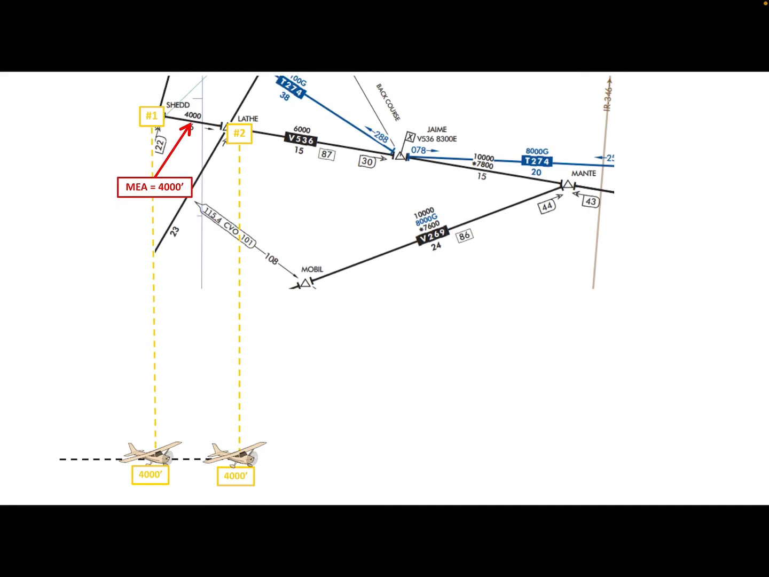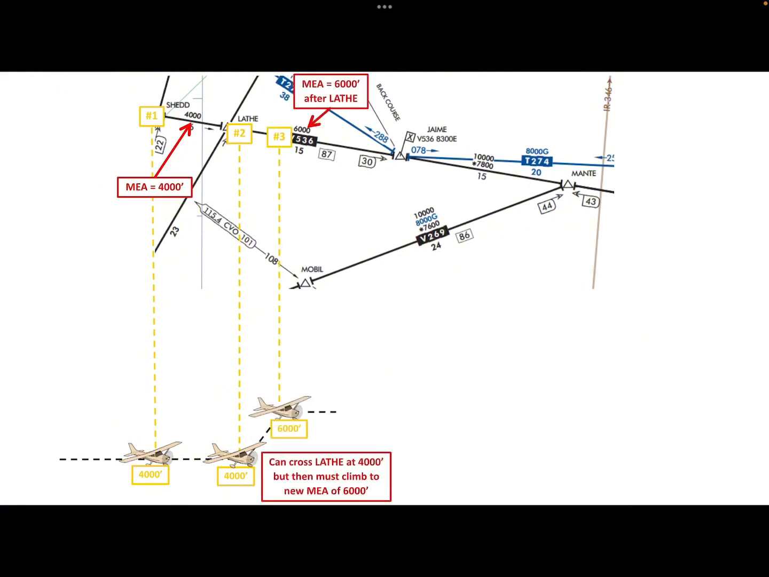So after Lathe, we need to immediately climb to 6,000 feet at the minimum 200 feet per nautical mile climb gradient. So that's what we do. We climb to 6,000 feet immediately after Lathe to the new MEA that's listed here on our chart of 6,000 feet. And that's what we see at position 3.